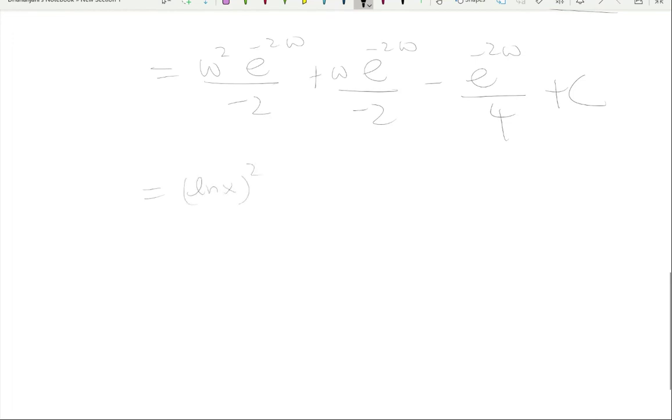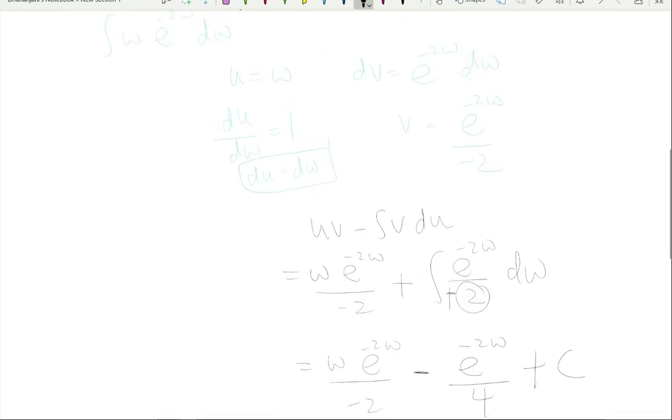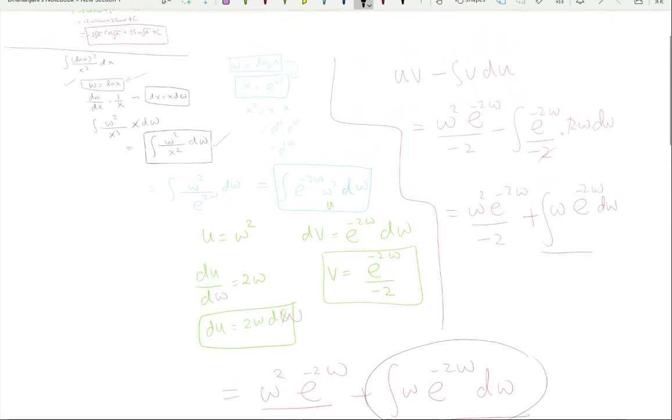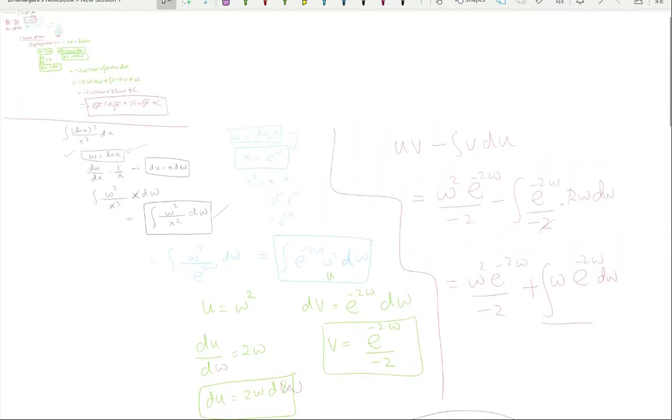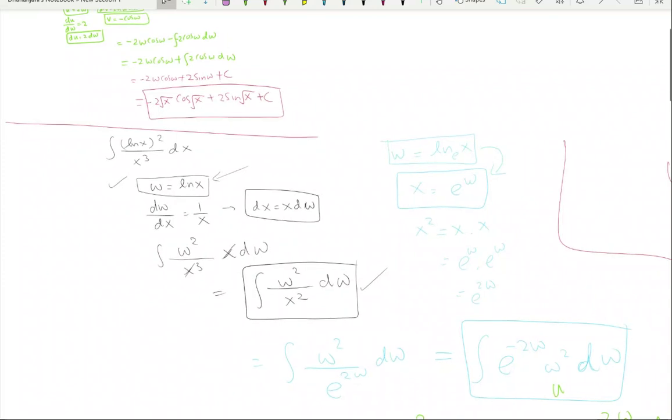Natural log x square e to the negative 2 natural log x over negative 2, minus natural log x e to the negative 2 natural log x over 2, minus e to the negative 2 natural log x over 4, plus c. Wow, that's a problem. Now what can we learn about doing these types of problems? Well, you have to use integration by substitution, then you get a less complicated problem, then you use integration by parts. So that's another type of hard problem.